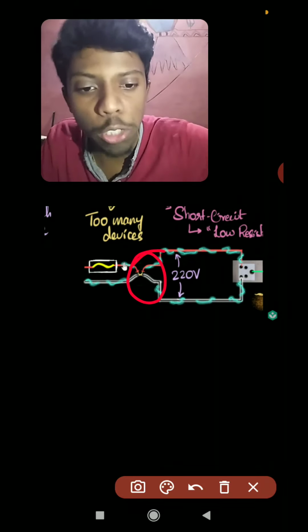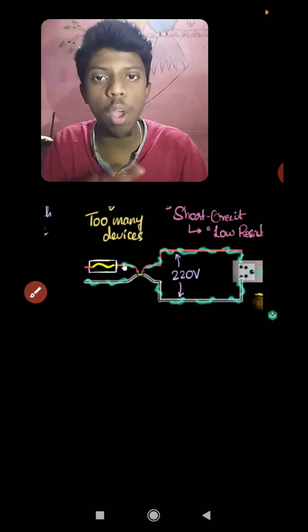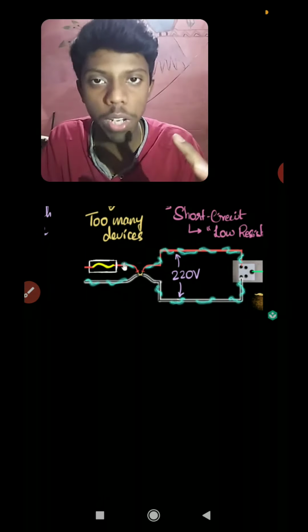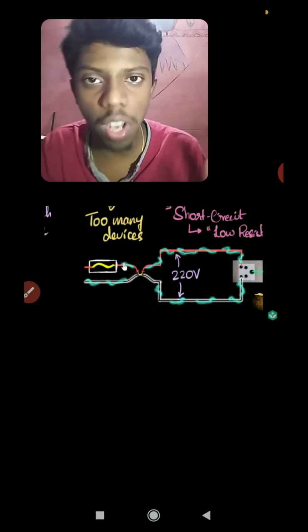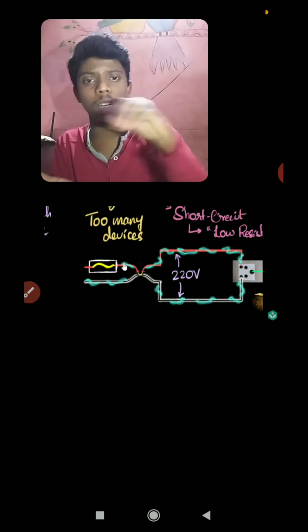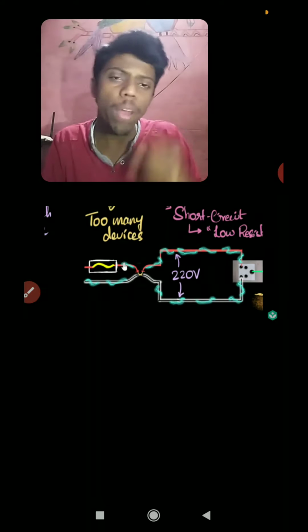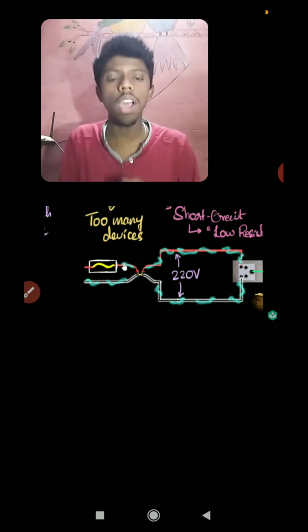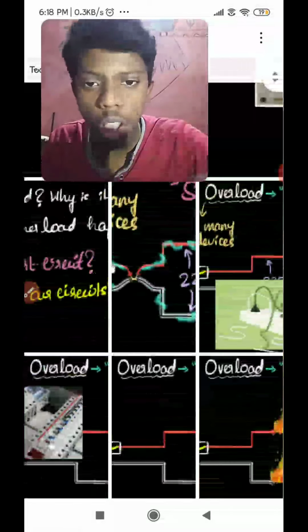So what do you mean by short circuiting? I repeat, when the current increases drastically or heavily due to overloading, it is called short circuiting. And how does overloading occur? When too much current flows to a circuit, when so many electric appliances are connected to a single socket, or when the live wire and neutral wire come into direct contact due to some fault, that also leads to overloading.